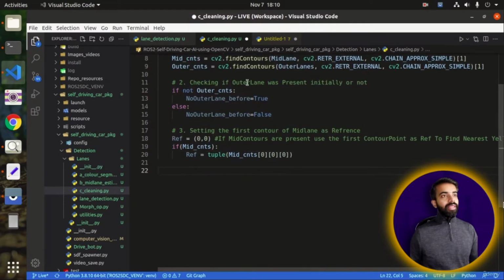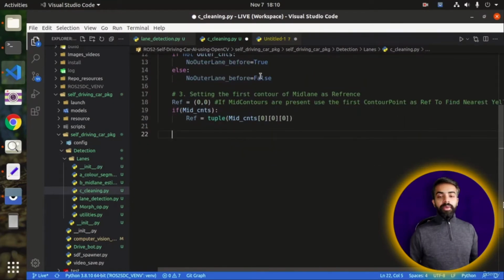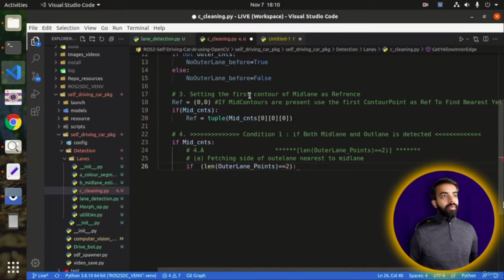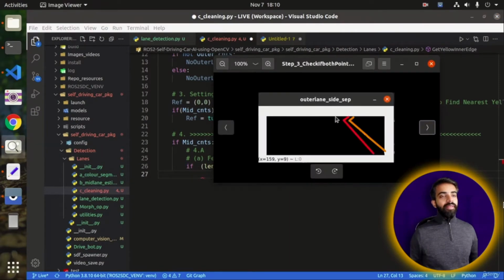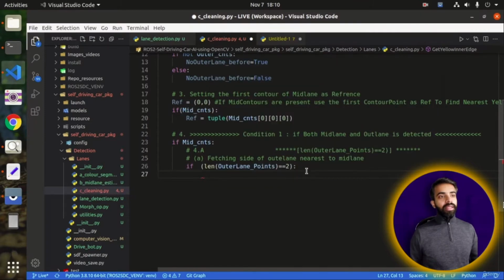Then, moving further, we will check whether we have the 2 outer lane points that are required to find out the inner side of the outer lane. Now, if we have the 2 points, for example, if we look at this case where we have this red side and this orange side, so we definitely have the 2 points representing the 2 sides of the outer lane in this particular case. Now, we want to find out which of these sides is closest to the mid lane, because that along with the mid lane will give us the road path in which the car can move. So, writing the steps for this particular case, we need to check which of the 2 points is closest to our reference point.